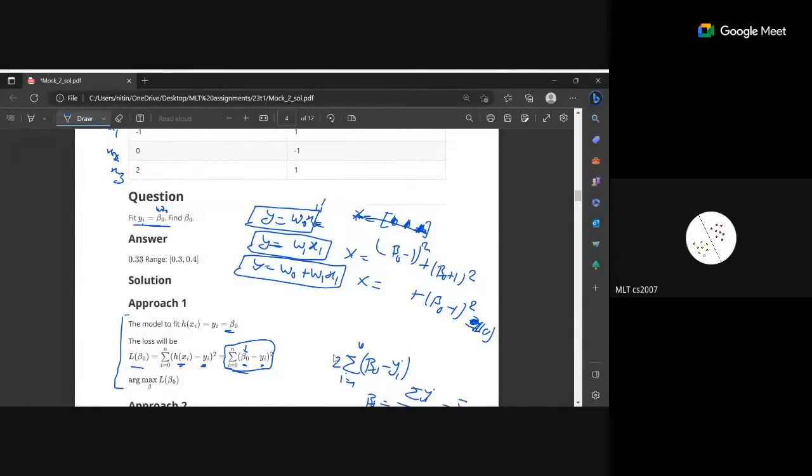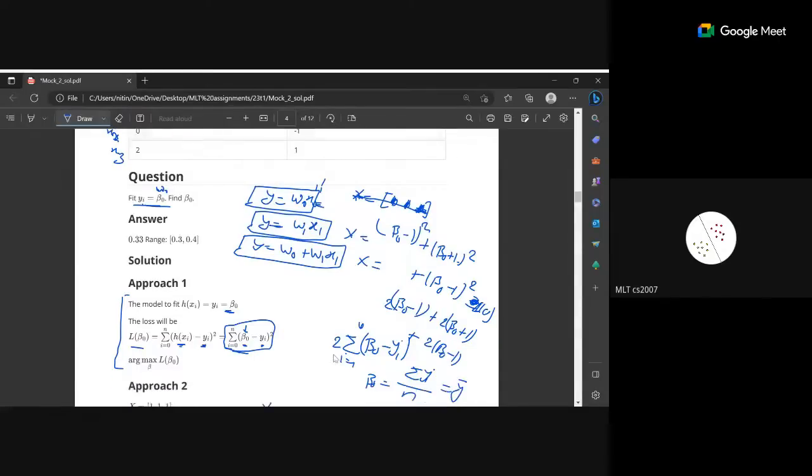If you take the derivative, this will be your two beta naught, and again from here two beta naught, and so on. So it is two beta naught minus one plus two beta naught plus one, plus two beta naught. Or you just do the calculation, square it, or whatever. This is a quadratic in beta naught. You can easily find the minimum, right?